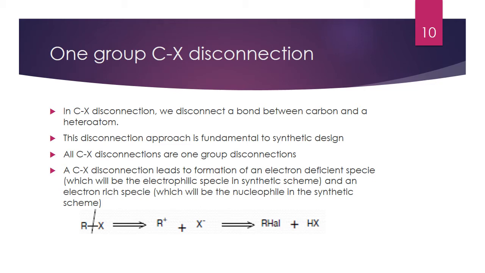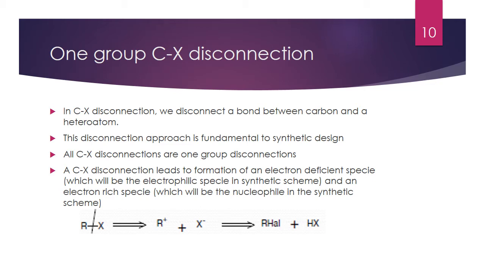In a C-X disconnection, we disconnect a bond, and that should always be between a carbon and a heteroatom, right? Disconnection is the fundamental design, so all of these are one-group disconnections. You have to just disconnect one bond. Whenever we carry out a C-X disconnection, we have an electron-deficient species, which is the electrophile, positively charged, and the other is always an electron-rich species, which should be the nucleophile. In this specific disconnection between R and X, X, the heteroatom, should always bear the negative charge, and R should be the positively charged fragment.